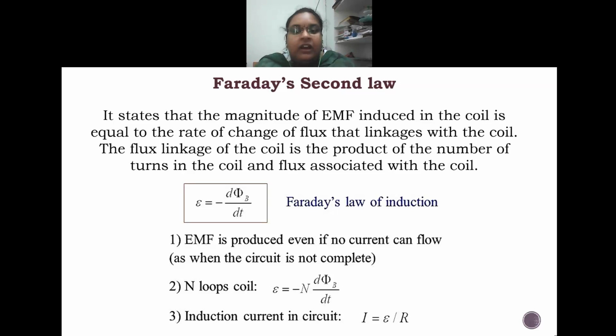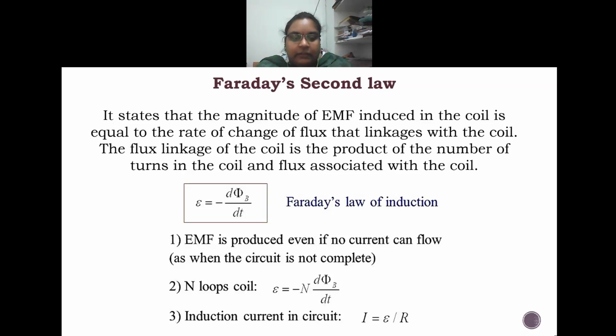So this is the formula. E is equal to the change in the flux linkages, that is dΦ/dt. And if the coil has a number of loops, then it is the number of loops times the change in the flux, that is N into dΦ/dt. That is the amount of voltage, the amount of EMF that is being produced.